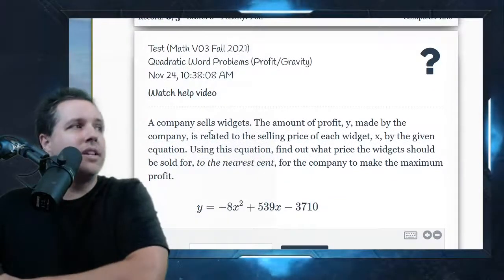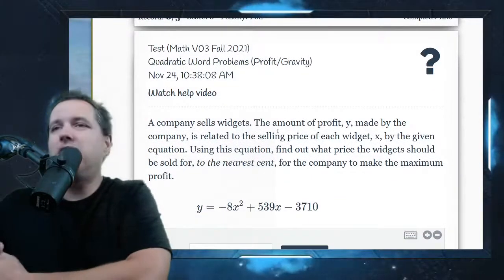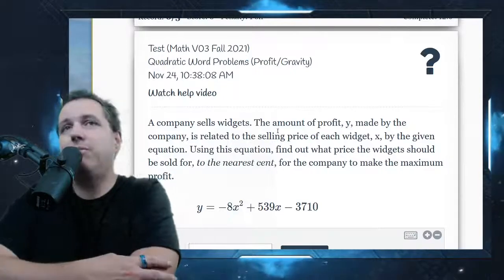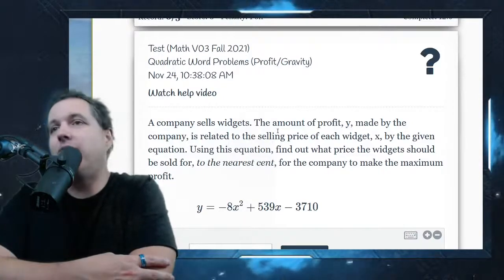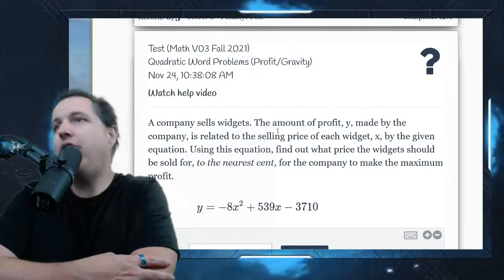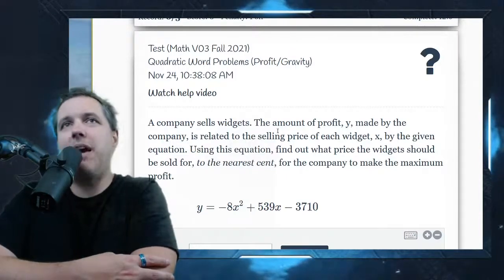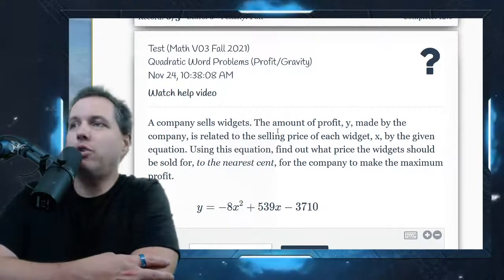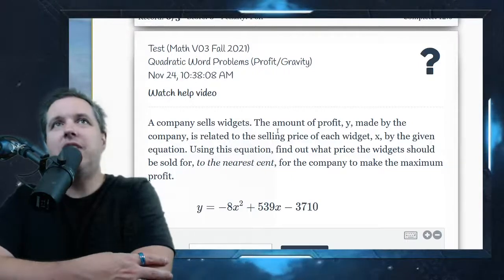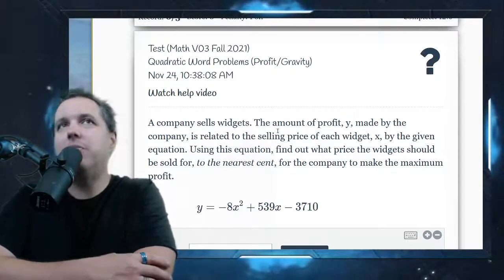So a company sells widgets. That's just a term they use in economics, almost like a variable. It's just a pretend thing that gets sold. So it doesn't matter if it's air conditioners or toy cars or television sets. A widget is just an imaginary thing being sold.